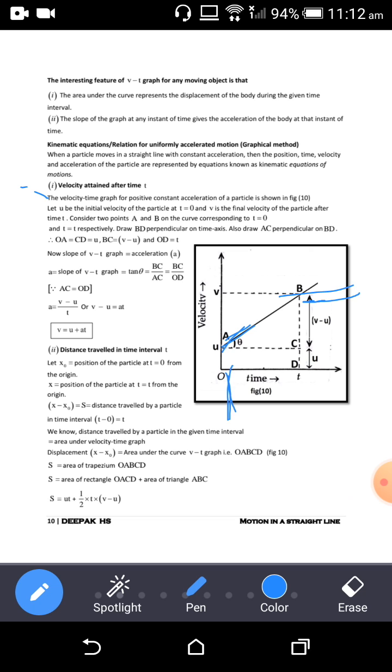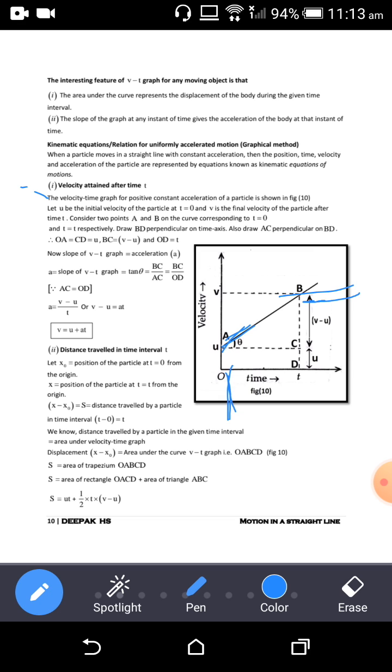Now we will consider 2 points on this line. One is the point A at time t is equal to 0 and another point B at time t is equal to t. Now we are going to draw BD perpendicular to the time axis. Also we are going to draw AC perpendicular to BD. So now OA is equal to CD. In the figure you can see OA is equal to CD, which is taken as u.